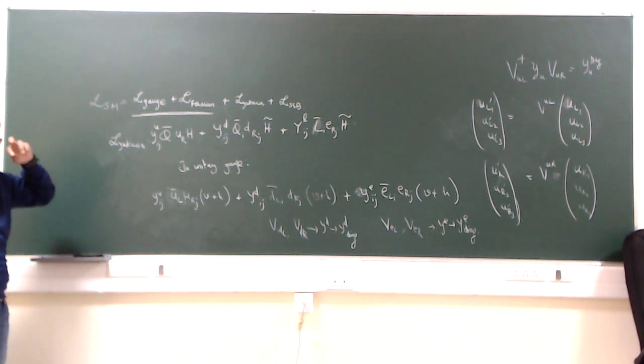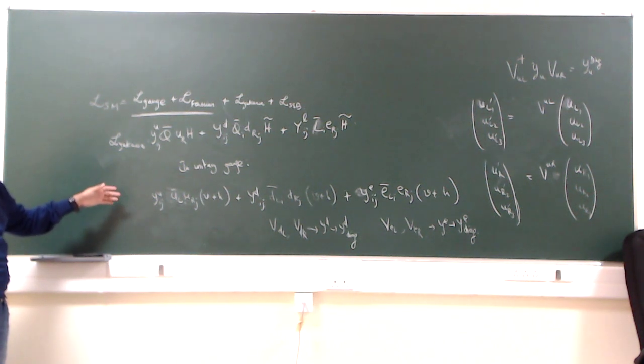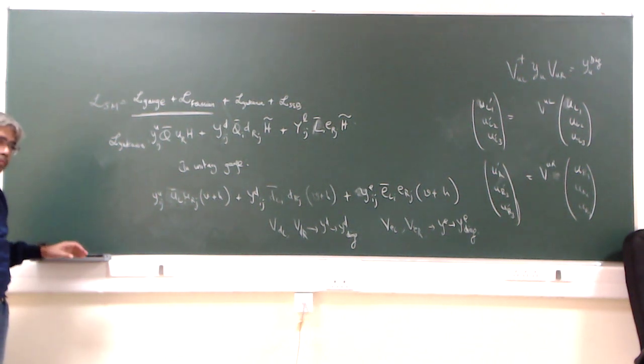After we diagonalize, the Higgs will not have any flavor-changing neutral currents. But there is still, at the tree level, something that mixes the left and the right. The Higgs always mixes left and right. By definition, it will always mix left and right because it's a chiral interaction.